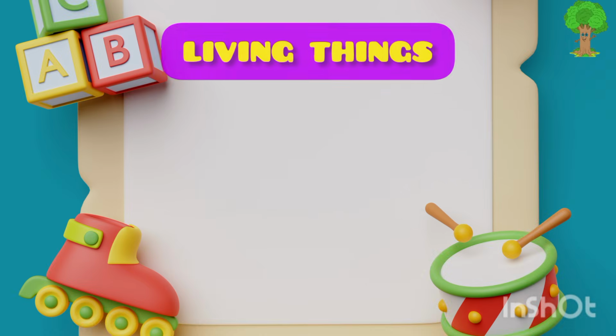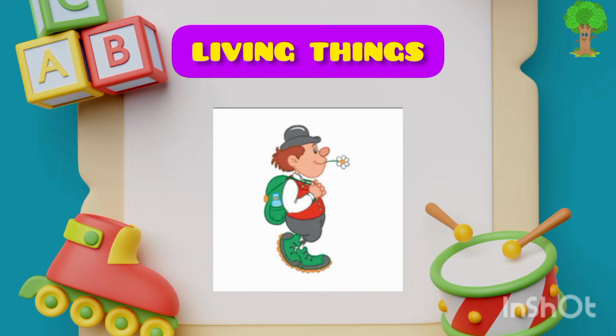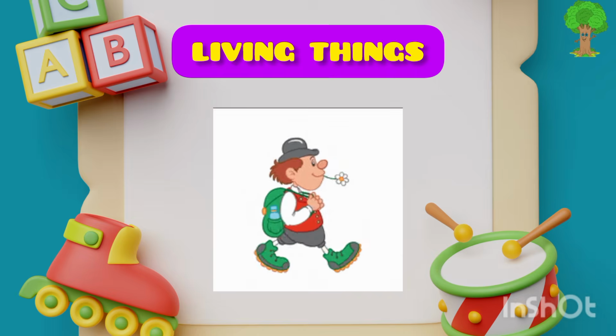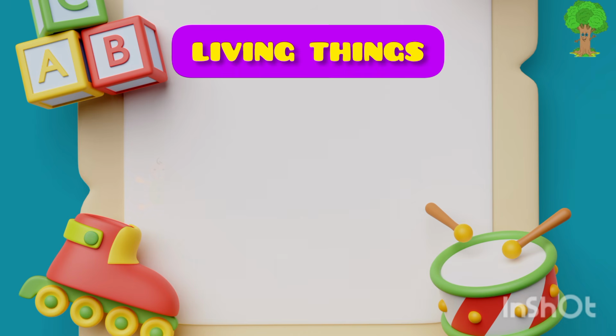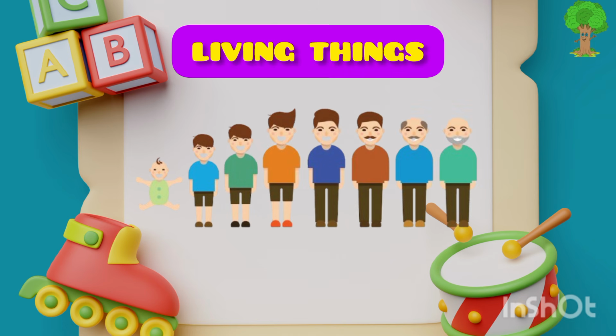Living things. Human beings, animals, and plants are living things. Human beings can move from one place to another through their legs. Human beings can grow. There are several stages a human moves through during his or her lifespan. A baby grows into a child, which then grows into a man.